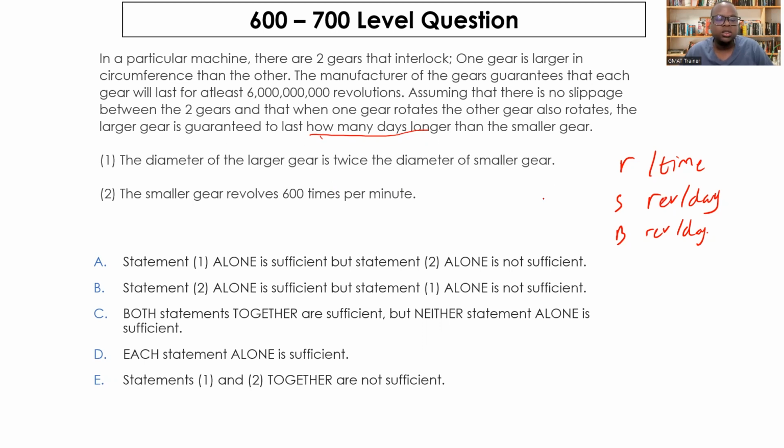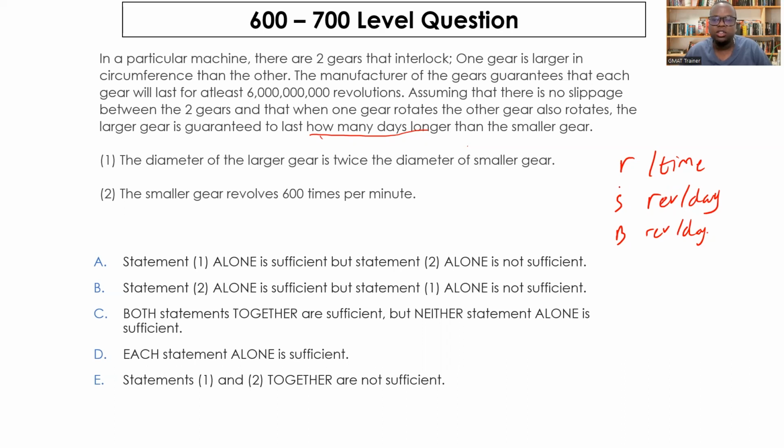So this only tells us that if the larger one makes one revolution, the smaller one will make 2 revolutions. But how long does this take? Time is not given. So we cannot get the revolutions per minute or revolutions per day. We can't get this.